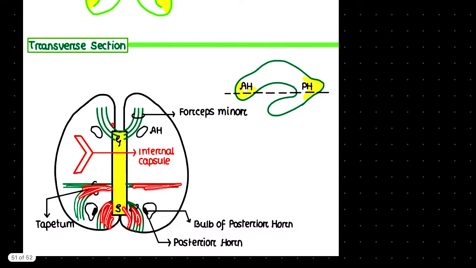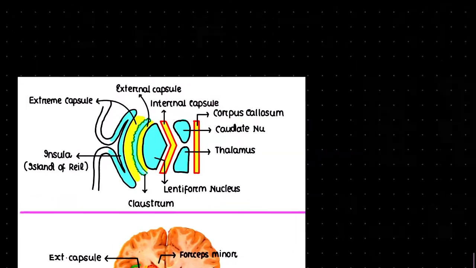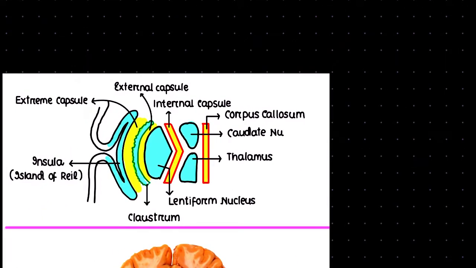As you can see, these fibers are not intersecting with the internal capsule, and we know the internal capsule carries the corona radiata. These are not intersecting the internal capsule at all. The internal capsule consists of projection fibers, and we'll be discussing that in the next lecture.